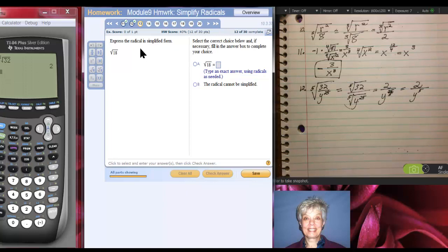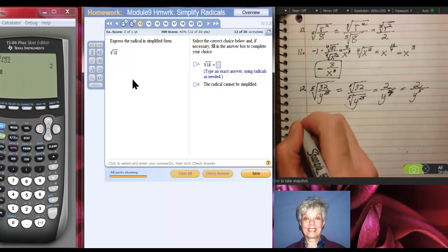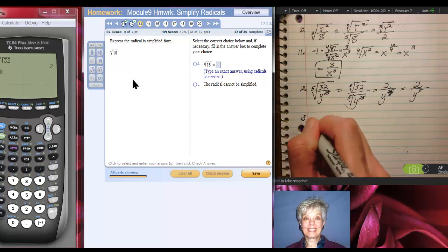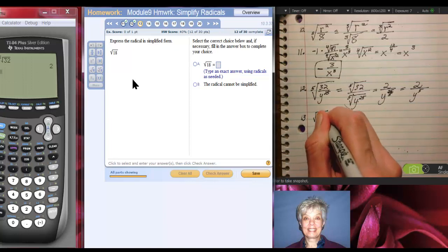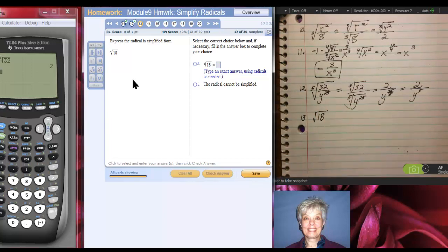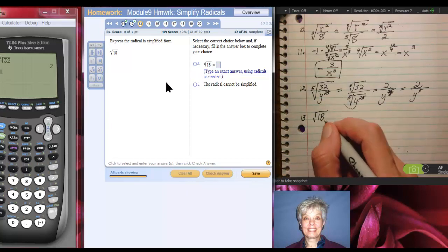Now, this is where it starts getting hard. This is where you have to know what your perfect roots are. All right, we're on 13. We're going to look at 18. I need the square root of 18, but not a decimal answer. It says type the exact answer. And a decimal is not an exact answer. It's an approximation. So you have to know what your perfect squares are.